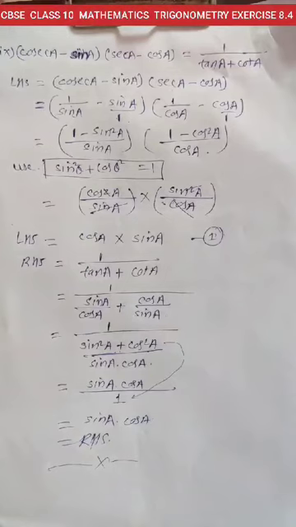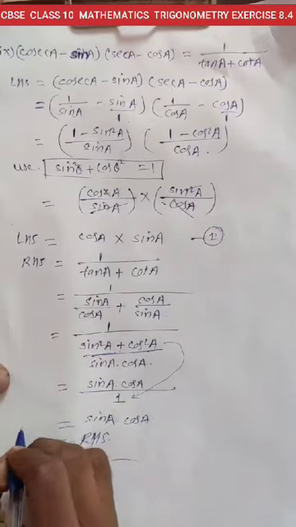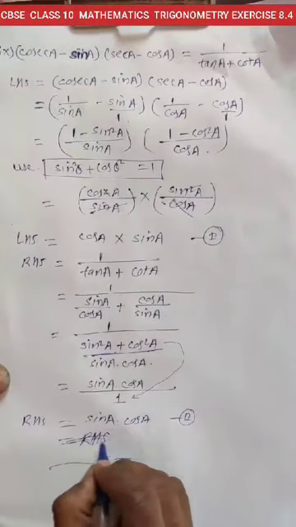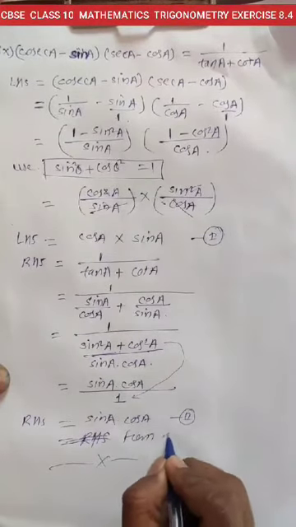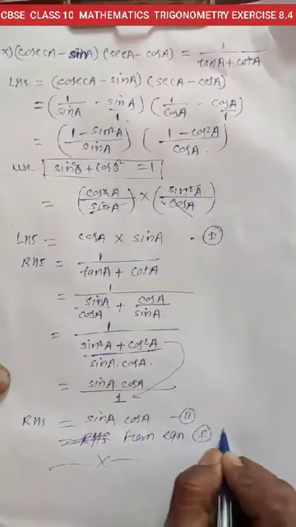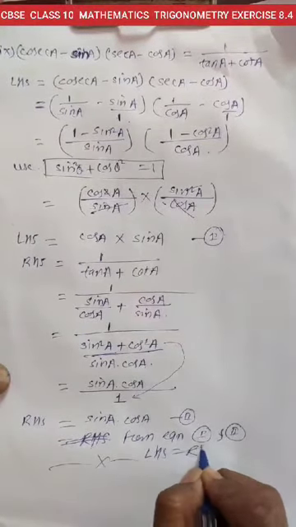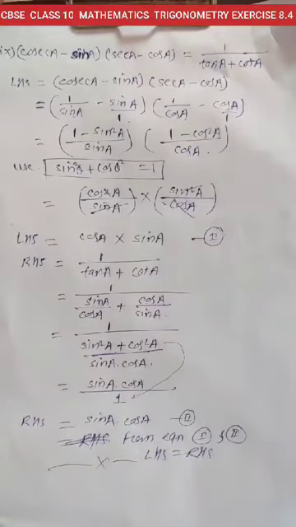So this is our example. Sorry, here RHS equation number 2, and after that from equation 1 and 2, now you can write LHS is equal to RHS. Understand? So it is all about our example.